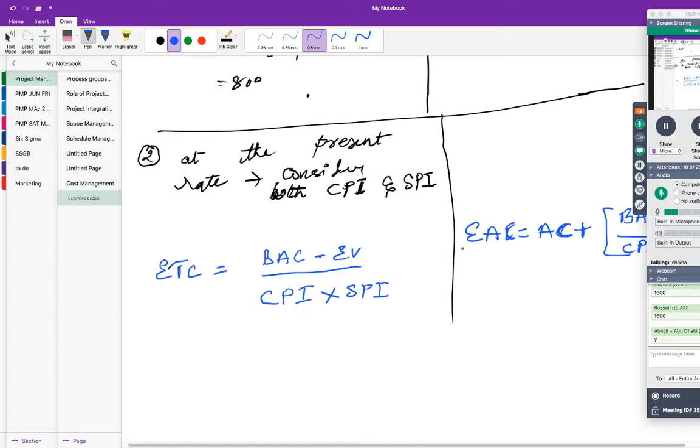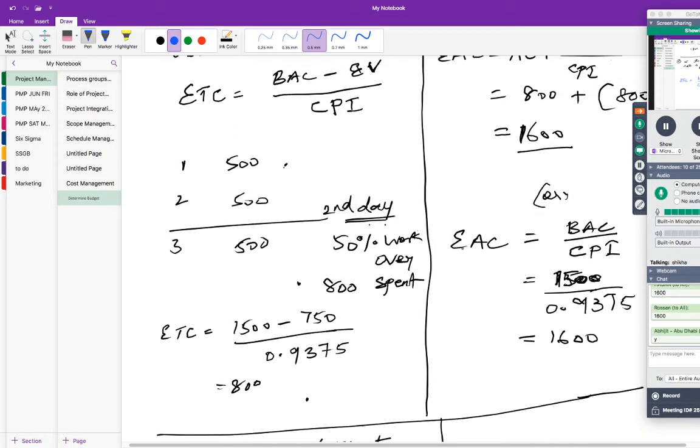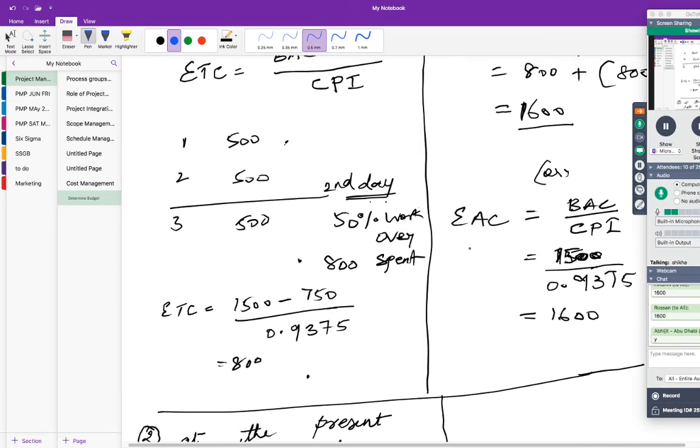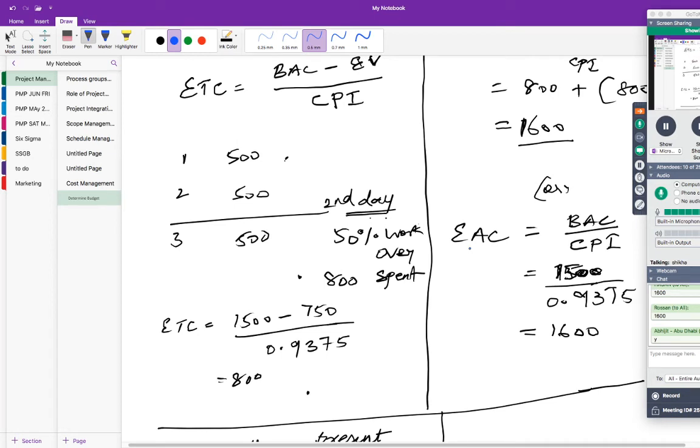So can you calculate for the same problem? For the same problem, can you calculate ETC using SPI also? So find SPI also, and then let me know, please, as early as possible. We have two more calculations.